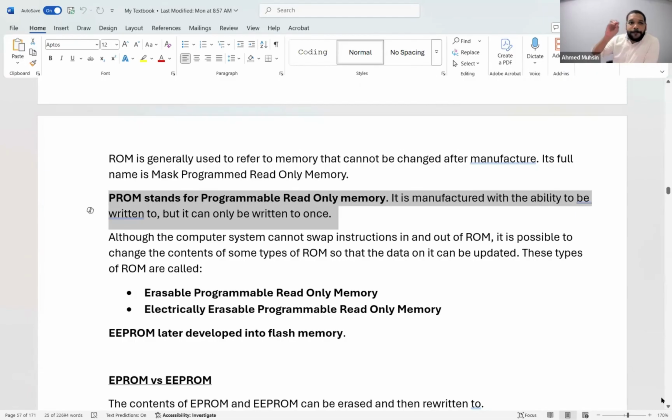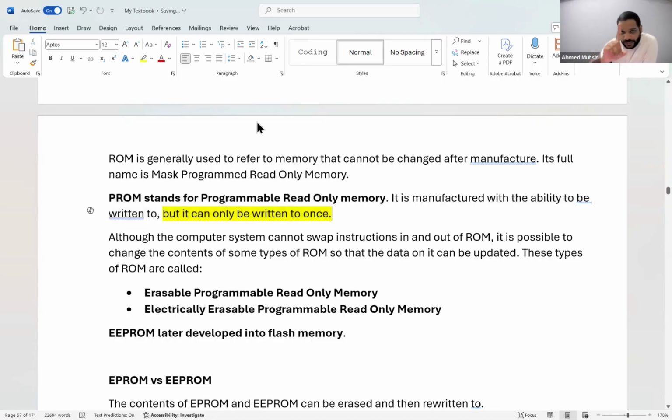We have something called PROM, programmable read-only memory. In this ROM chip, how many times can you modify your data? Only once. Can you underline that? Only once you can modify data in PROM. Are we okay with this? In your PROM chip, only once you can modify data. Let's move on to the next one.